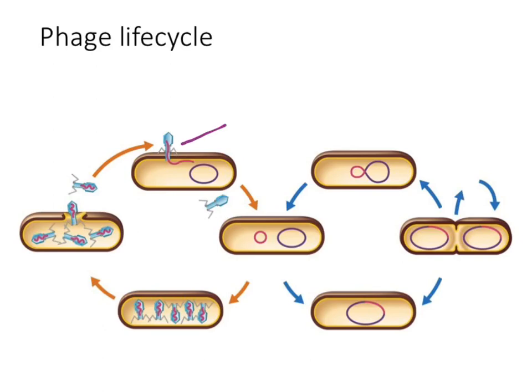All right, so tail fiber there. What else is happening? What's happening to that genetic material? It's injecting it. In other words, what is this? If it's injecting that genetic material, into entry or penetration, exactly. So there's two steps occurring in this first part here. We've got attachment and we've got entry.